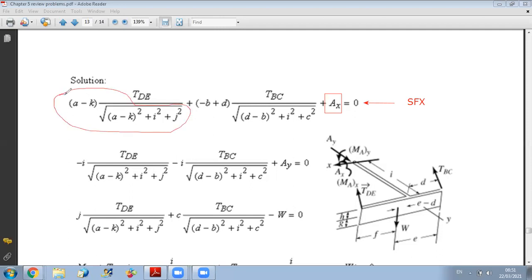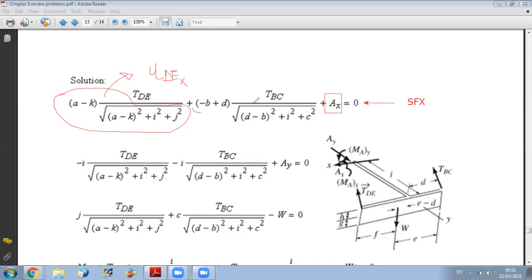Okay, didn't we get the unit vector? This is its x component. Now we put them in letters, but if you replace with numbers you will see it's very simple. So this is the unit vector component of DE along the x-axis. Okay, now the same, you got the unit vector of TBC. So what is the component of TBC along x?